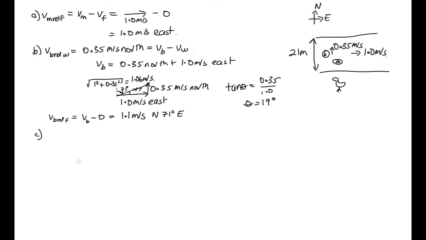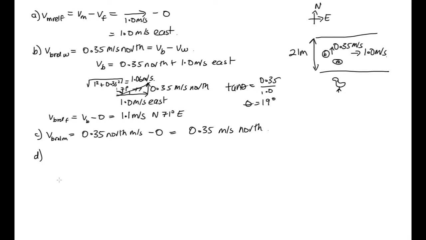Okay, part C says, what is the velocities of the babies relative to the mother? Okay, now in this case, we've got the velocities of the babies relative to the water and the velocity of the mother relative to the water. So we'll use their velocities relative to the water. So we need the velocities of the babies relative to the mother. So that is equal to 0.35 north meters per second minus, now the mother is not moving relative to the water. So that is equal to 0.35 meters per second north.